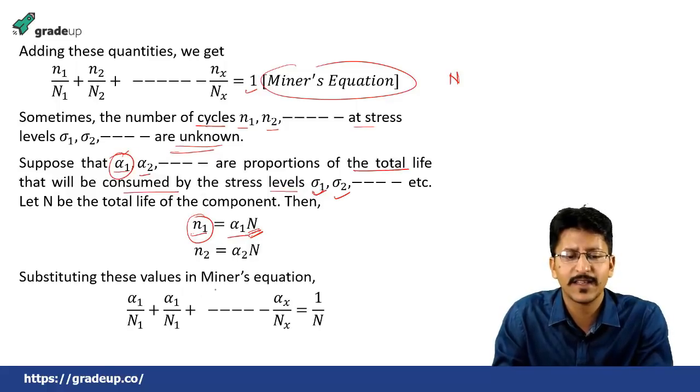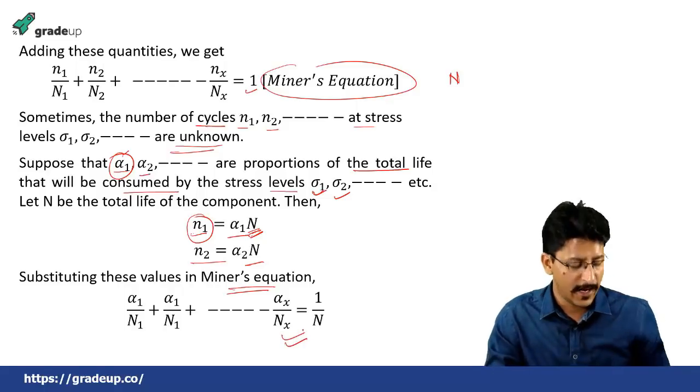So this will become like this, and for n2 this will be like this, and similarly for others also. So substituting these values in the Miner's equation, just n1 and n2, if we substitute it here, what we get? We get this way.